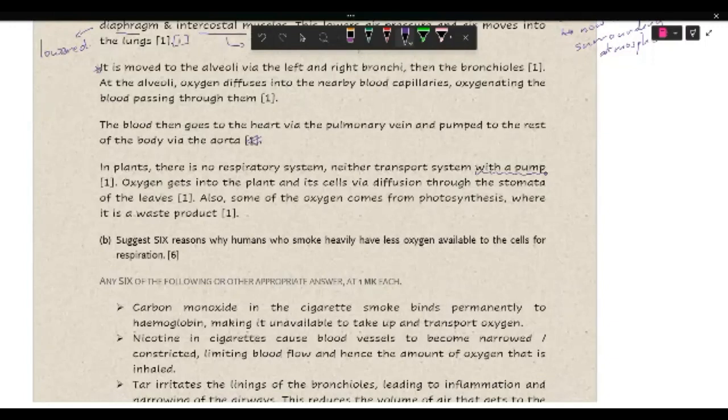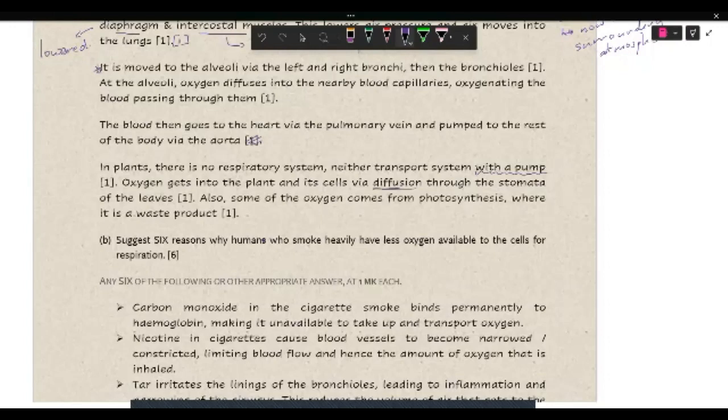Then we look at how, so if the plant does not have this respiratory system that does the breathing for it, if it does not have a transport system with a pump, how is it going to get oxygen in? That is when we will indicate that it gets into the plant and the cells via diffusion. So that's the process it depends on. It depends on diffusion, and the pathway is through the stomata of the leaves, right? So that is the pathway. It gets to the plant via diffusion.